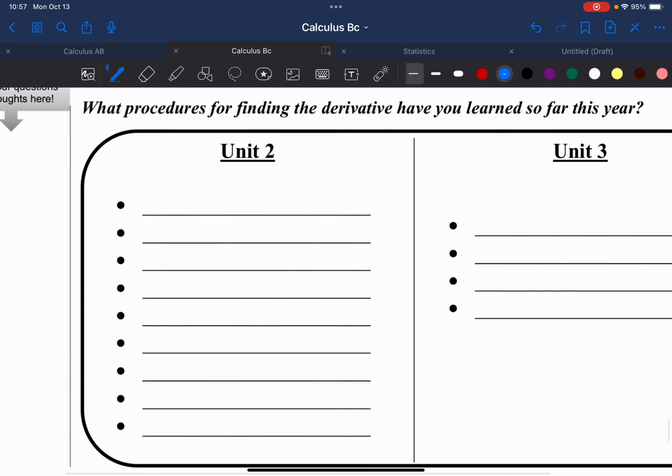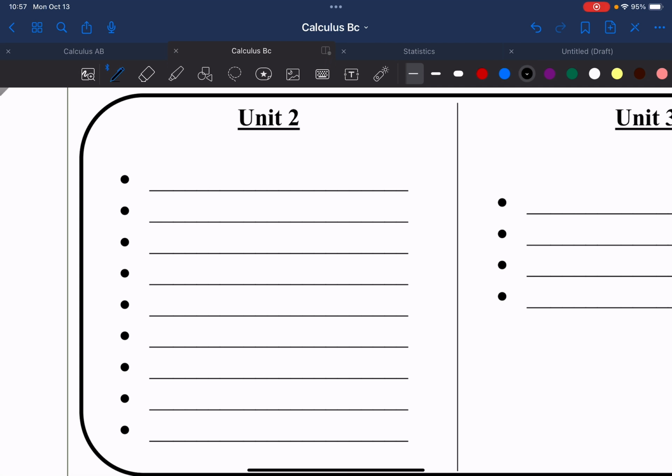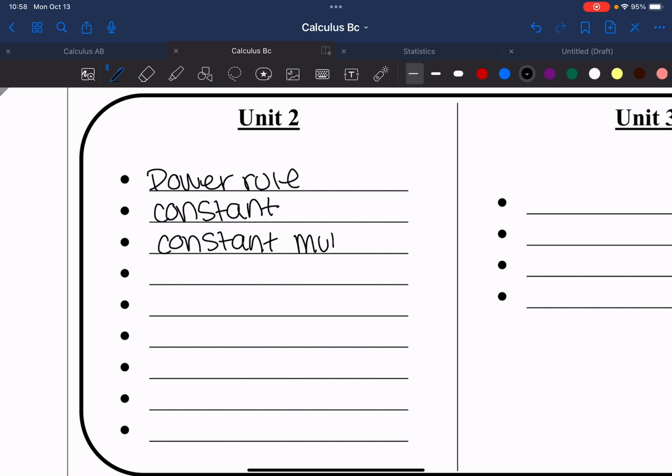Well, back in Unit 2, we learned about the power rule, then the constant rule, then the constant multiple. Remember, that's like if we had like 5x, the derivative of that would be 5. Okay, for constant, remember if we had like 5, the derivative of that would be 0.